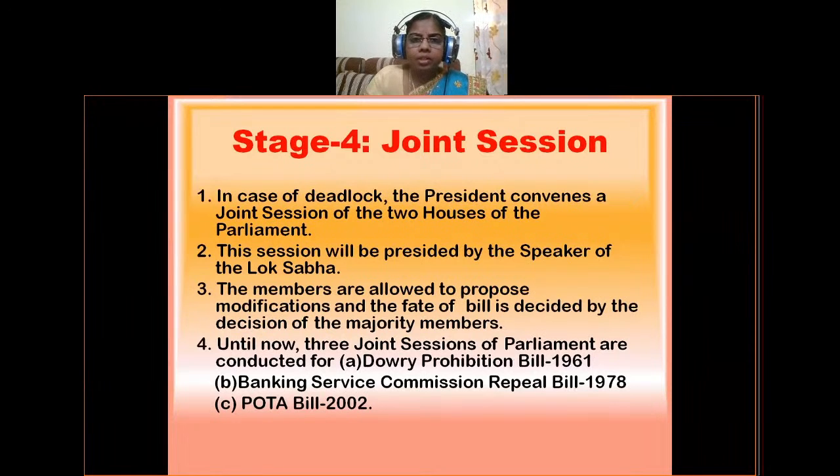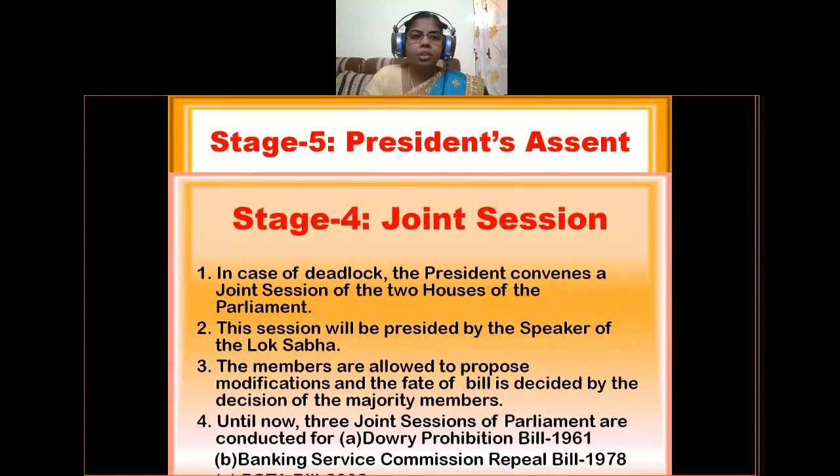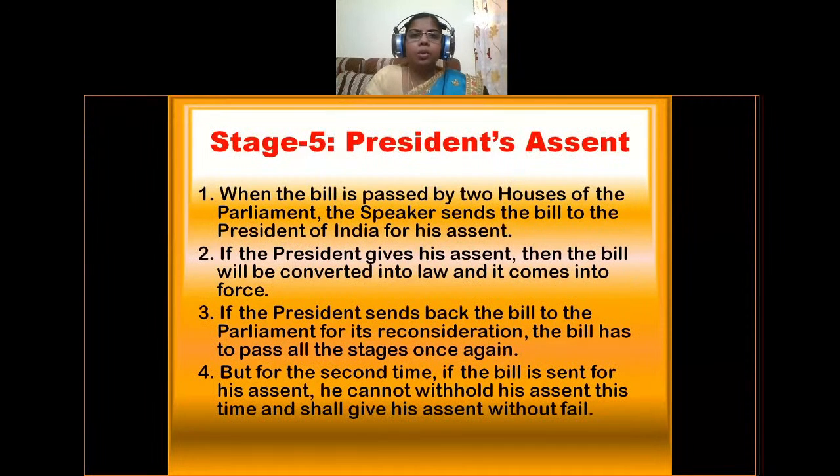So a joint session will be conducted only during a deadlock of the bill. Next, coming to stage 5. What is stage 5? President's assent. The president's assent is required only after the bill is passed by both houses of the Parliament. Then only it reaches the President's house, or Rashtrapati Bhavan, for his assent. So when the bill is passed by both houses of the Parliament, the Speaker sends the bill to the President of India for his assent.